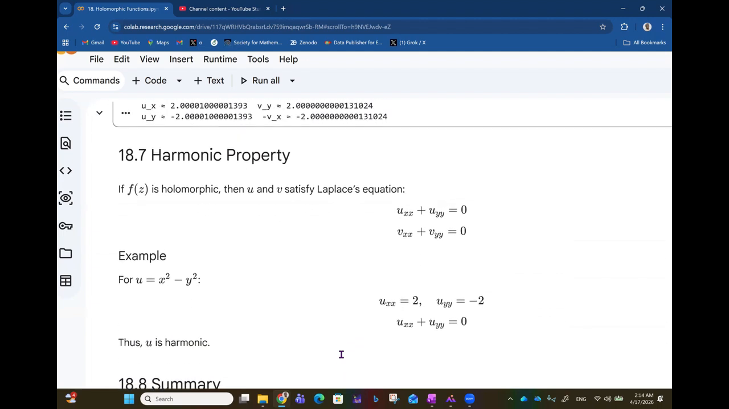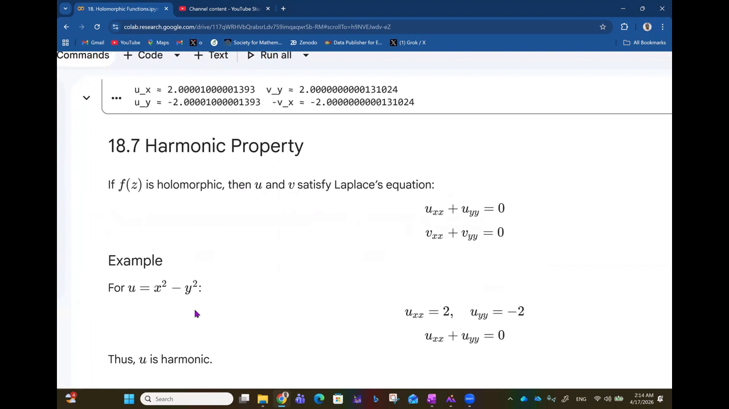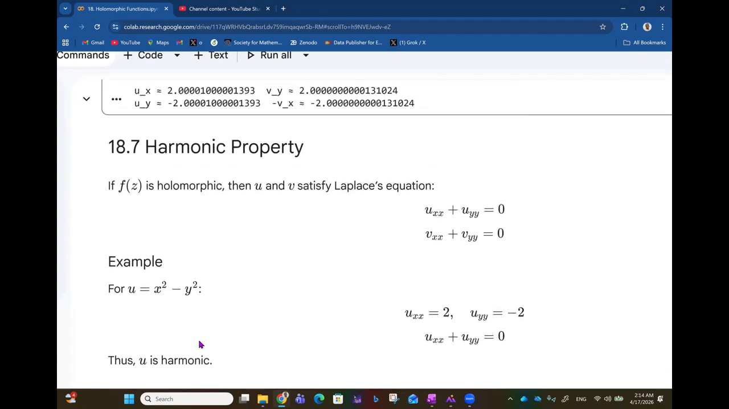So let's talk about the harmonic property. If f of z is holomorphic, then u and v satisfy Laplace's equation, which is uxx plus uyy equals 0, and vxx plus vyy equals 0. For example, if you have u equals x squared minus y squared, then uxx is 2, uyy is minus 2, so uxx plus uyy is equal to 0. Thus, you can say u is harmonic in that sense.